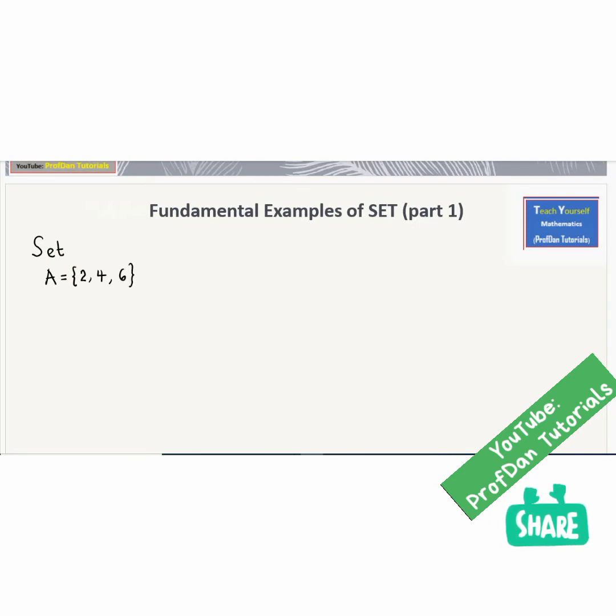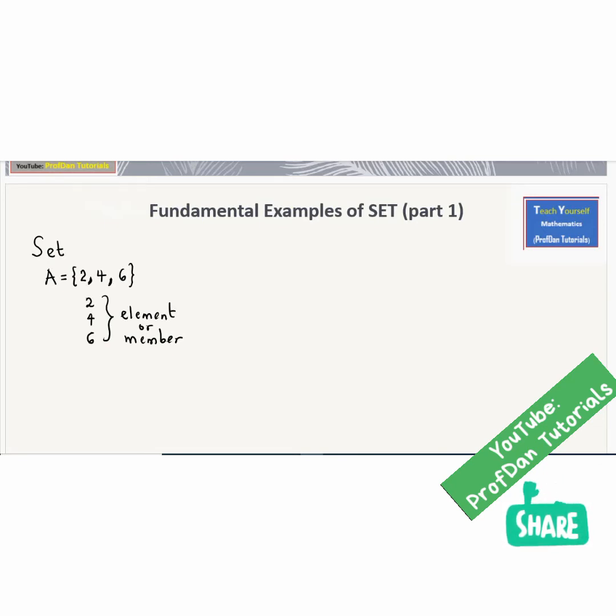So in this example, let me explain to you. First, we have number 2, number 4, and number 6 inside the bracket. These are referred to as elements or members. Each of these is an element or member of set A. And you will notice that each of these elements is separated by a comma. Take note of that, separated by a comma.